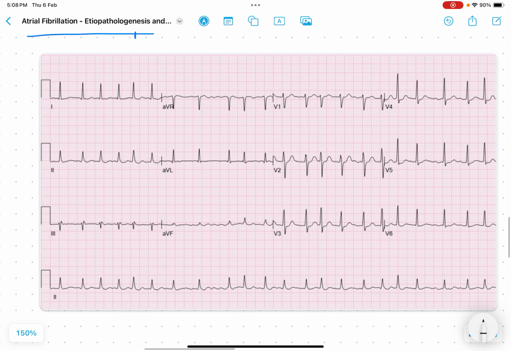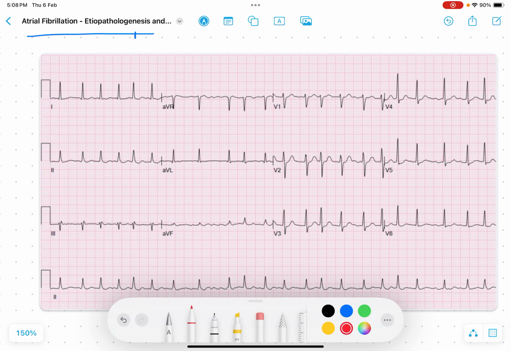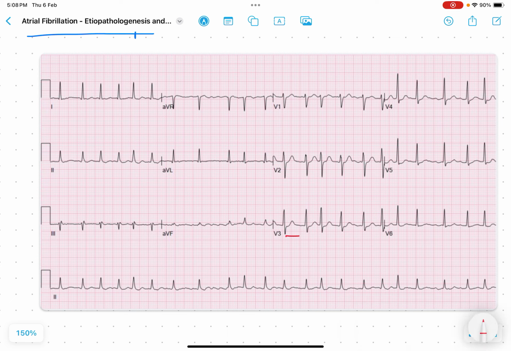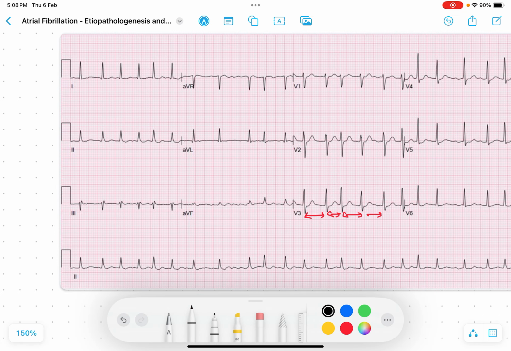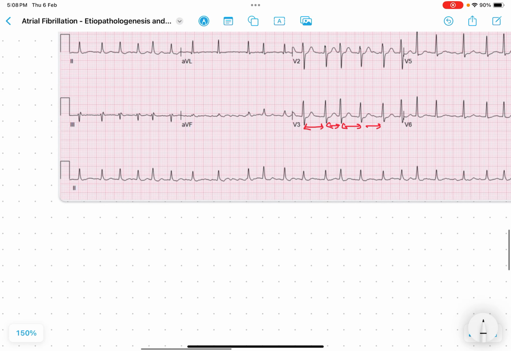So the patient here has what? Irregular ventricular rhythm. Can you see this? This is narrow, this is wide, this is narrow. So the first thing that you can find in ECG is irregular RR interval.